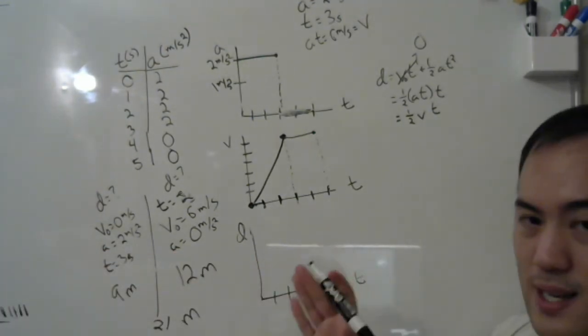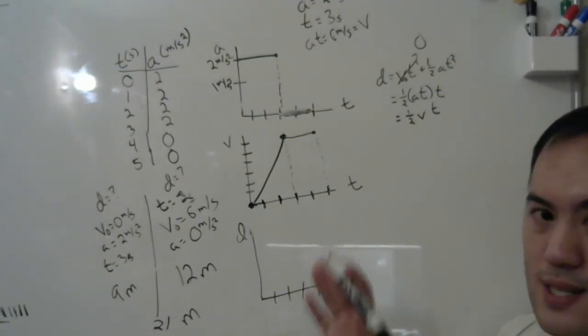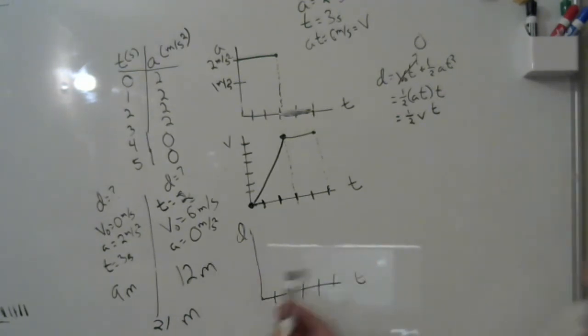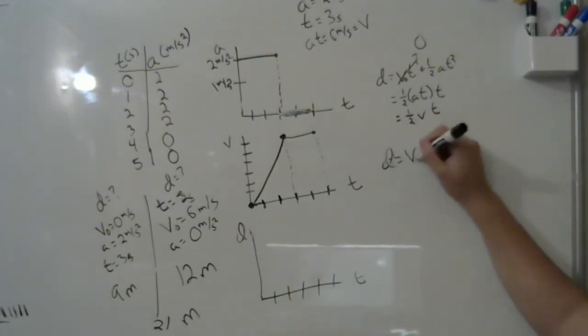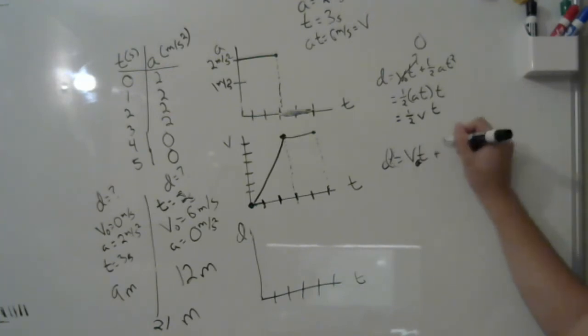If you don't know why, I'll tell you after this. In the second part, same thing. We use d equals v naught t plus 1/2 a t squared.